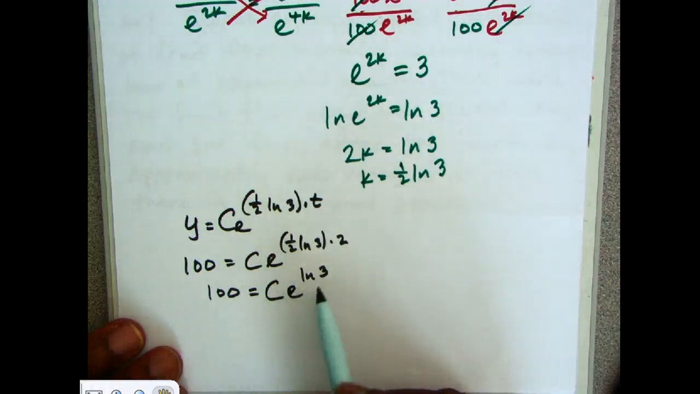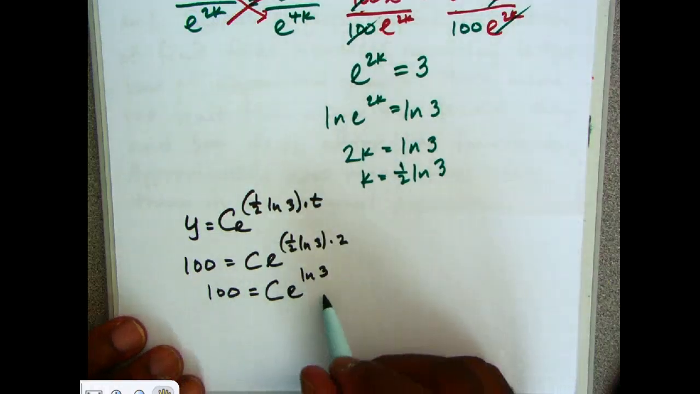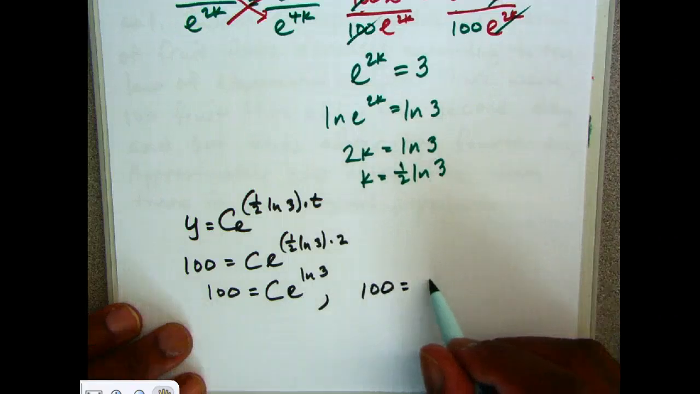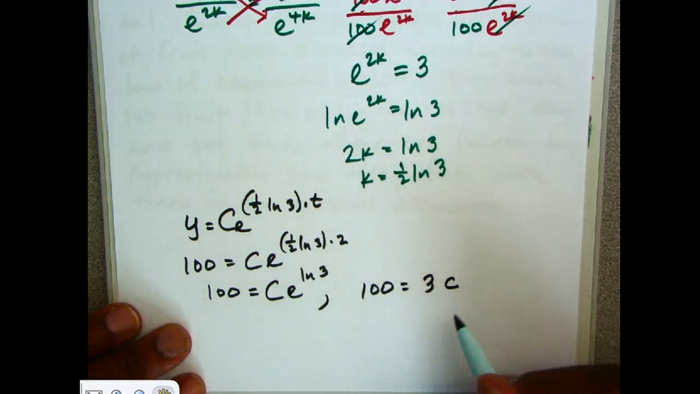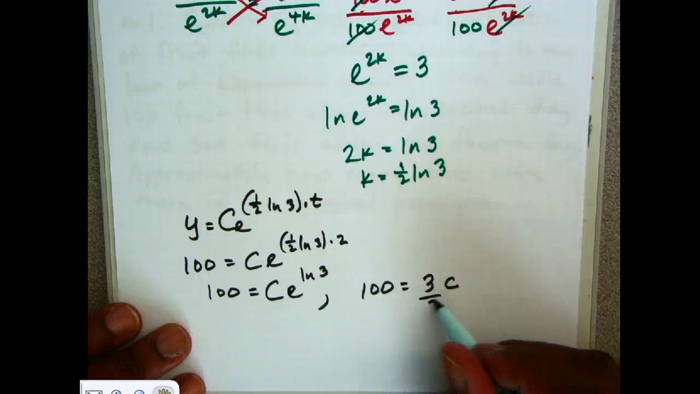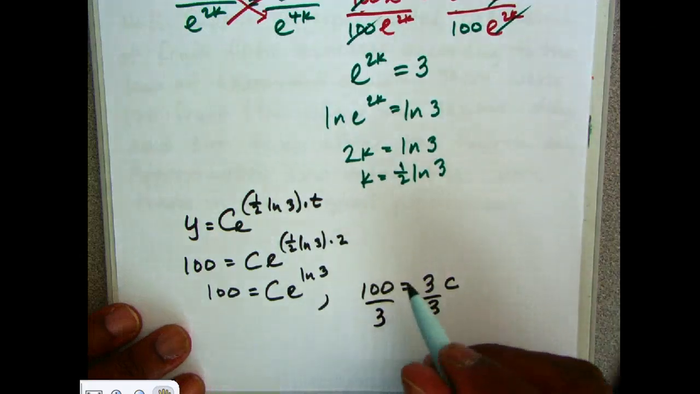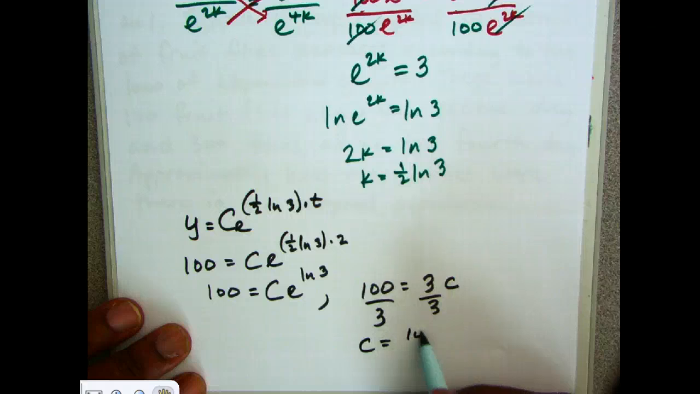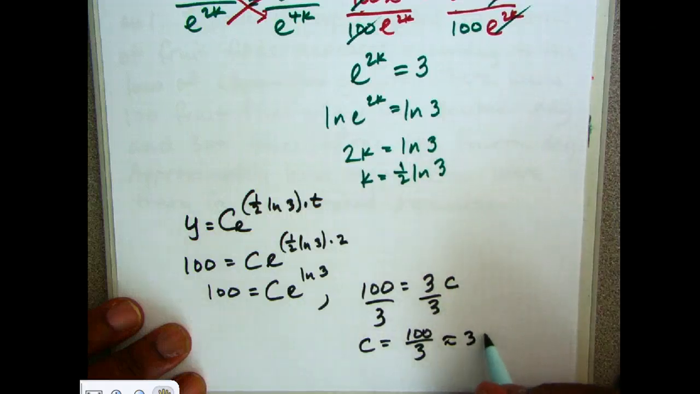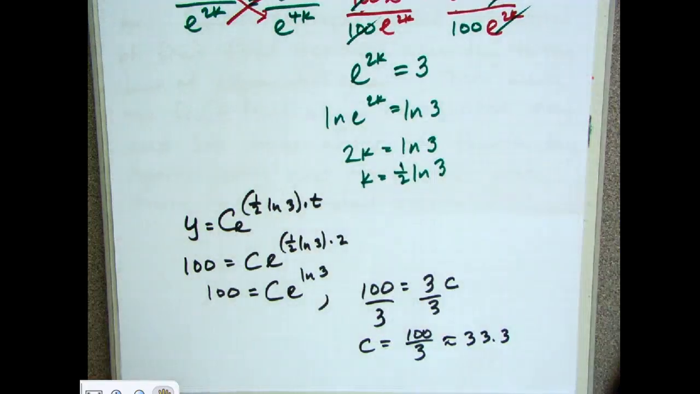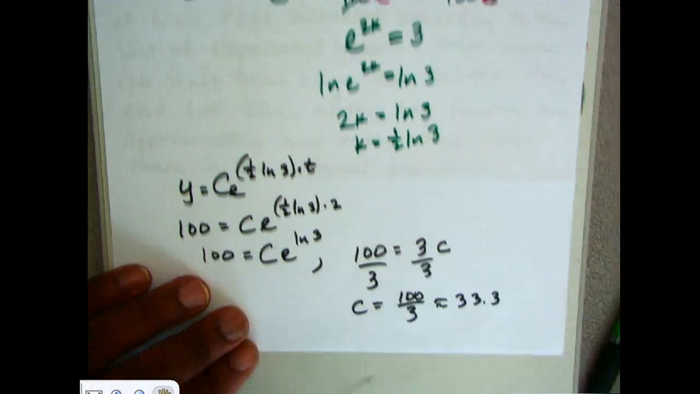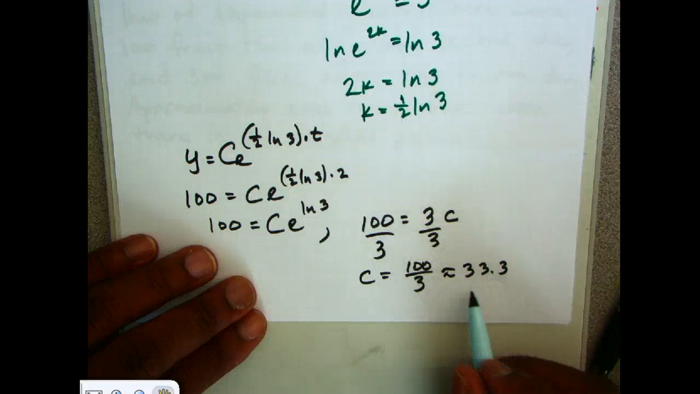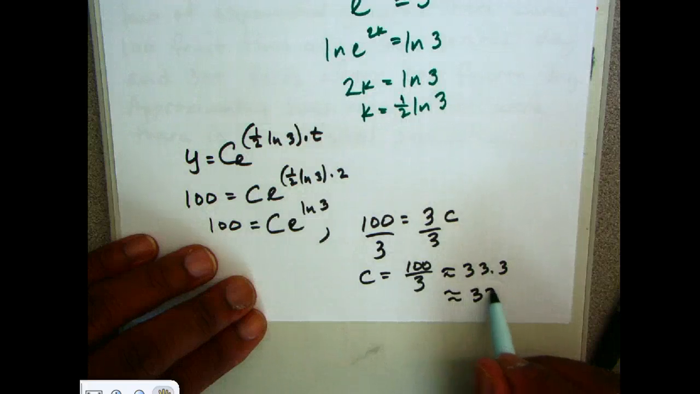Well, e to the natural log of 3 is just 3. So 100 is equal to 3c. And solving for c, we end up with c is equal to 100 divided by 3, which is roughly 33.3. So you can't have 33.3 fruit flies originally. So we'll just call this 33 flies.